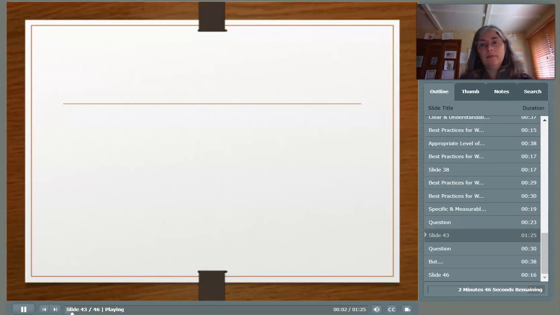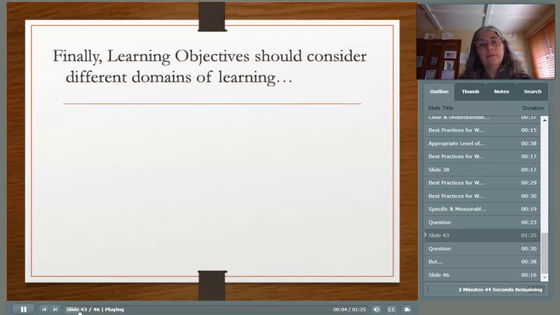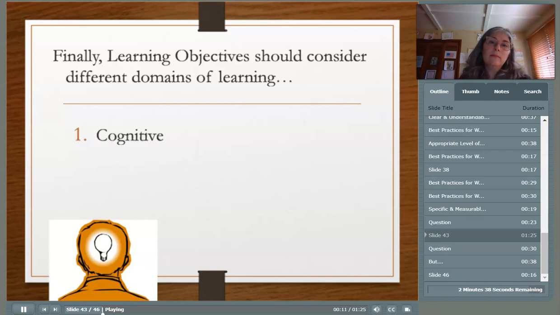Although we've covered best practices, there are some other things we need to think about within the world of learning objectives. They should also consider what we call different domains of learning. The first one, and the one that comes to mind most often, is the cognitive domain. Cognitive domain includes what you want your students to know. You want them to know facts. You want them to know terms and concepts and theories and events, information.